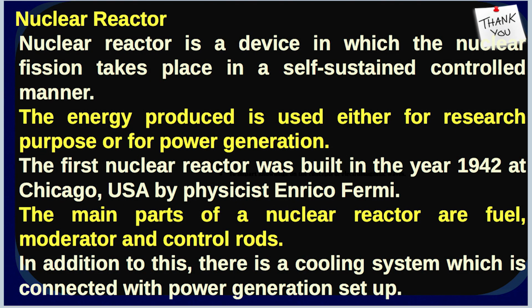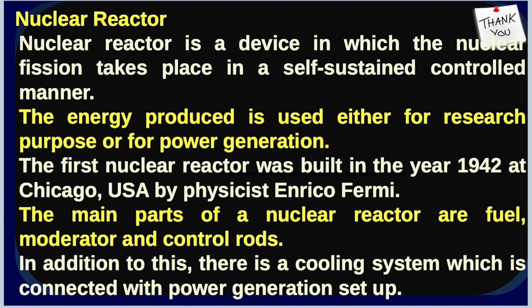Now, one very important application of this nuclear physics is obviously the nuclear reactor. This nuclear reactor is actually a device which uses the nuclear fission reaction inside, in a self-sustained, controlled manner, and then energy is produced which is used either for research purposes or for power generation. The first nuclear reactor was built in the year 1942 at Chicago, USA by Enrico Fermi. That is why the term fermion or Fermi is used, named after him.